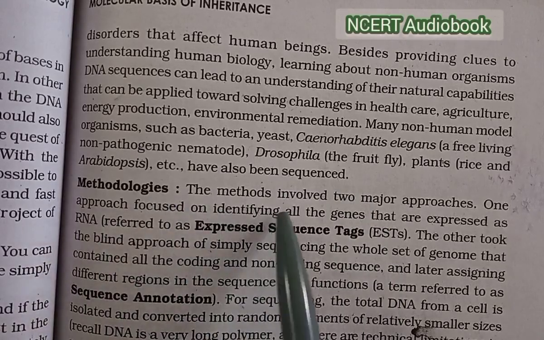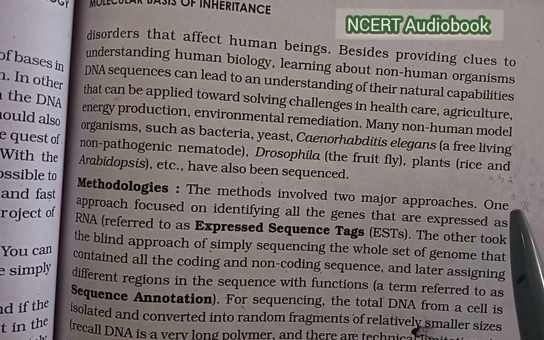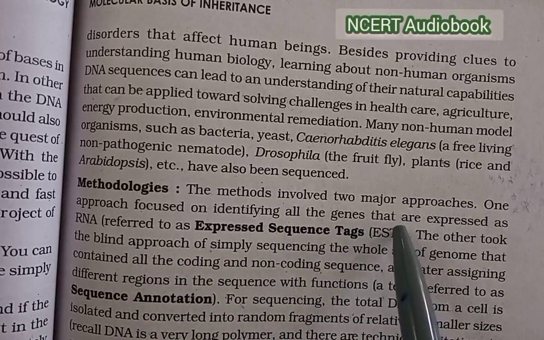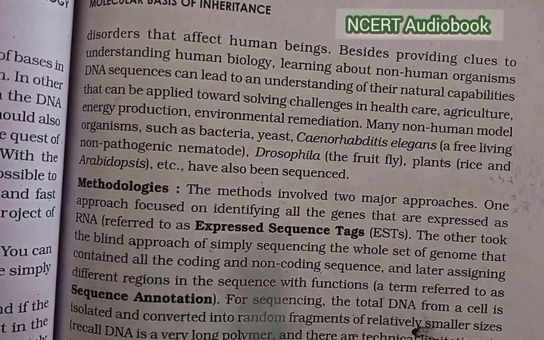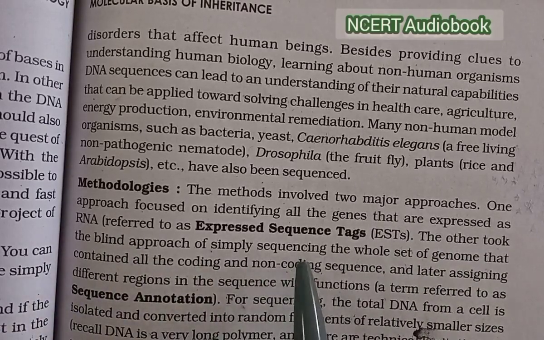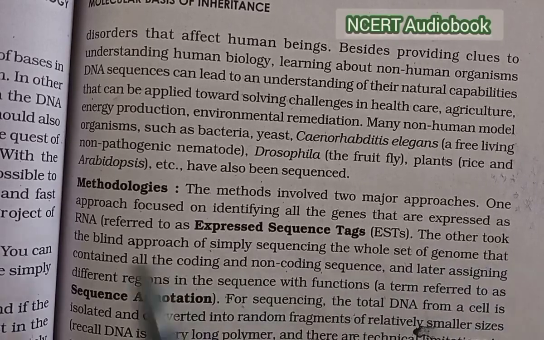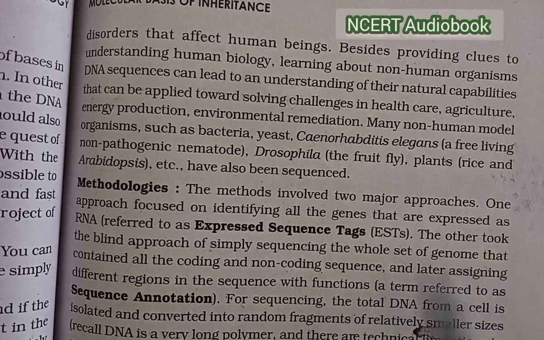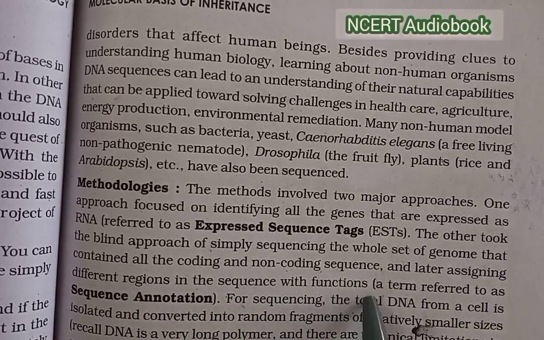Methodologies. The method involved two major approaches. One approach focused on identifying all the genes that are expressed as RNA. The other took the blind approach of simply sequencing the whole set of the genome, that is, combining all the coding and non-coding sequences, and then assigning different regions in the sequence with function.